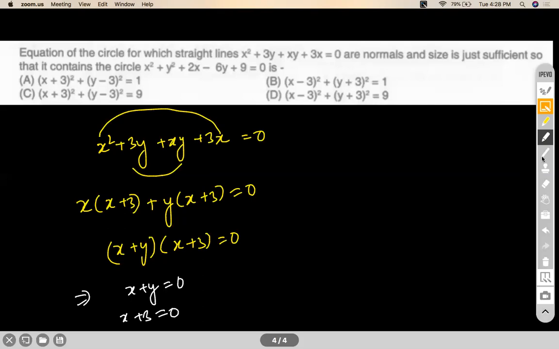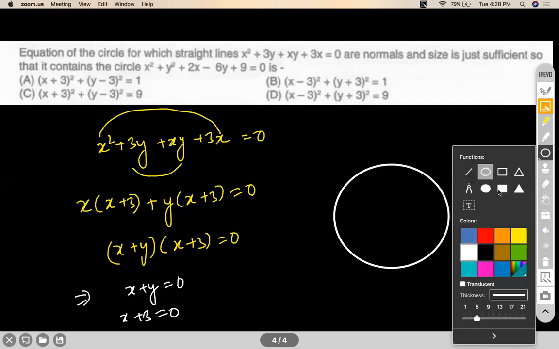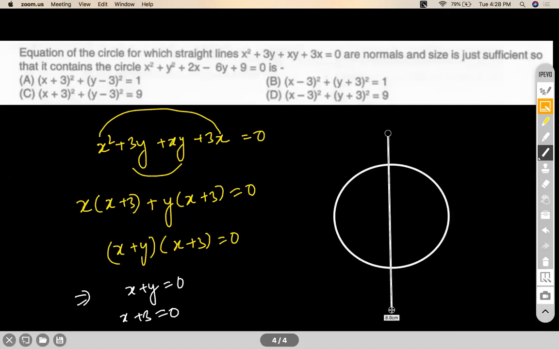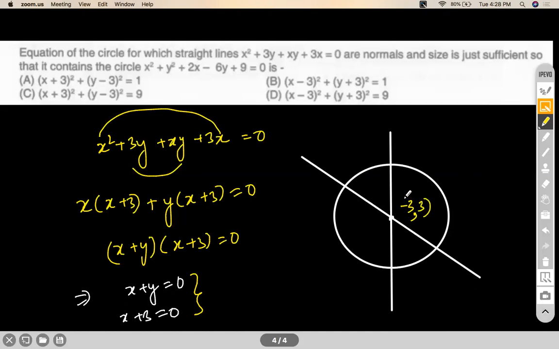Now please note, normal means they are passing through the center of the circle. So one is the line x plus 3, basically a vertical line. Another is the line x plus y. So the center has to lie at the intersection of these two, which is clearly negative 3, 3. No doubt in finding the center. Whichever option gives you the center as negative 3, 3 is going to be the answer. So B and D are ruled out immediately.